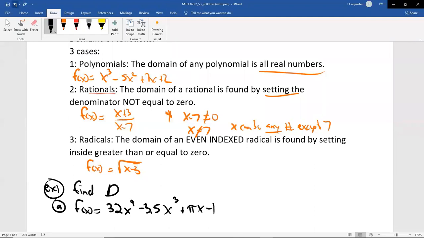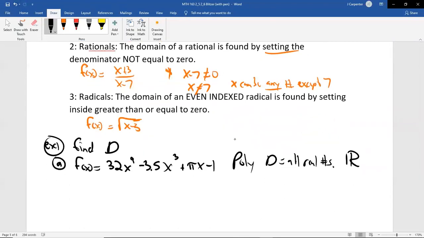So there's no fractions with variables in the bottom. There's no square roots, which makes this the easiest case. It means it's a polynomial, which means the domain is all real numbers. Or you could say double-struck R. But very often they're asking for interval notation, which means negative infinity to infinity. Get used to that interval notation if you haven't already, because that's generally speaking how the answer is. And yes, that was correct.